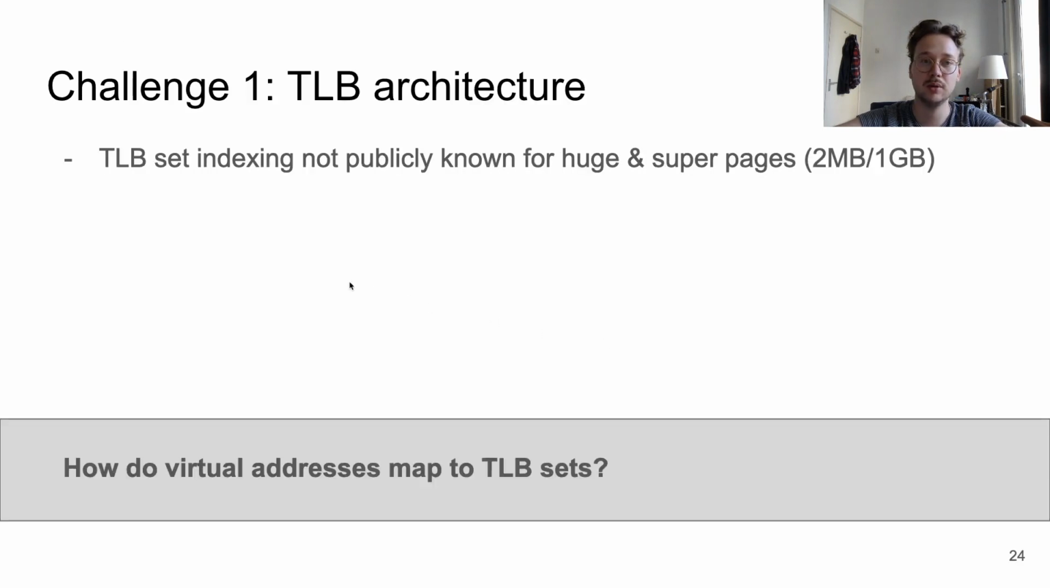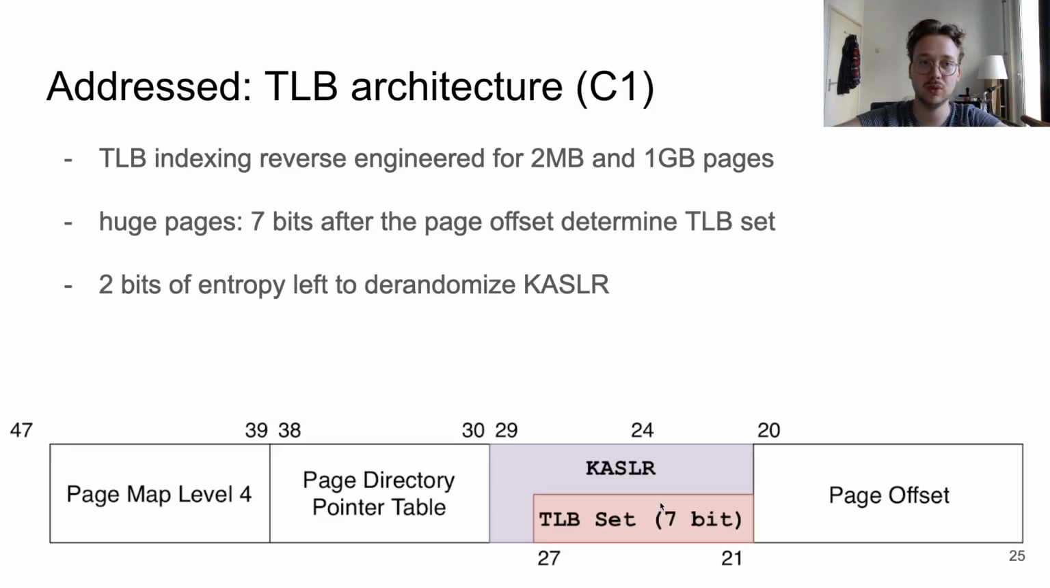For challenge number 1, the TLB set indexing function for huge and super pages is not publicly known, so how do we find out how this one works? To do so, we reverse engineered the TLB indexing functions for 2 MB and 1 GB pages, and specifically for huge pages, which are used by the kernel image, the 7 bits after the page offset determine the TLB set. And those 7 bits are also used by KASLR. So we have 2 bits of entropy left that we cannot derandomize using the TLB set.